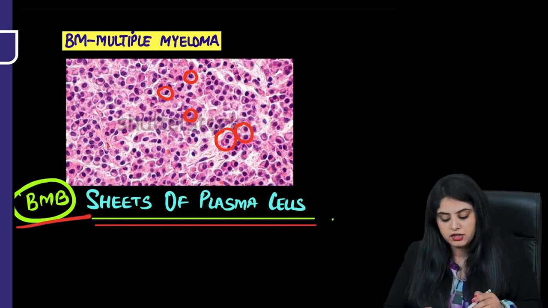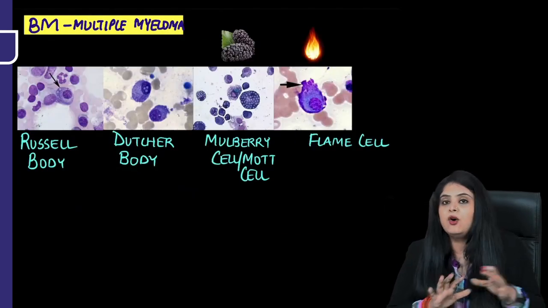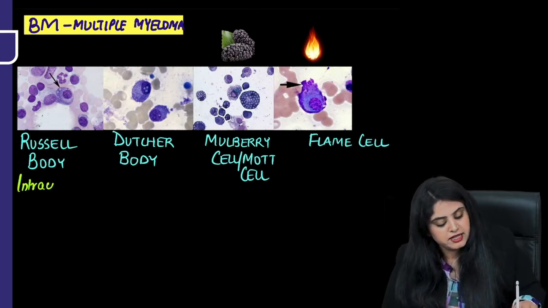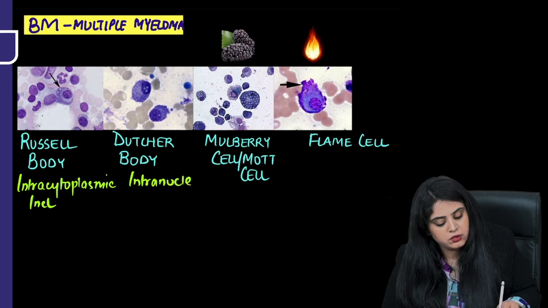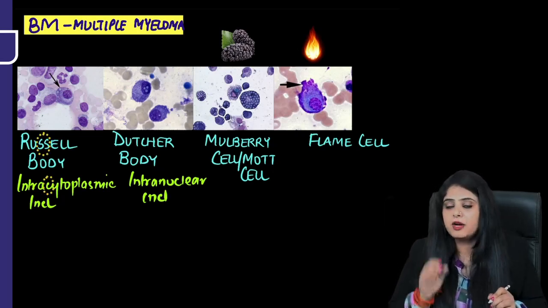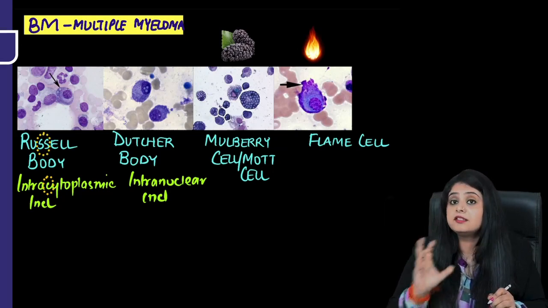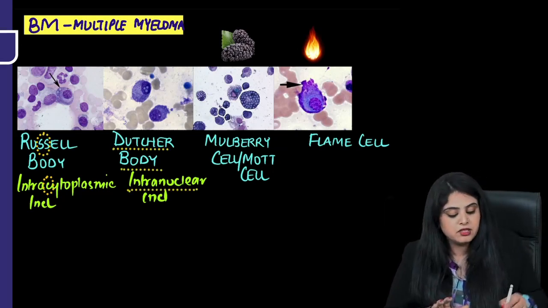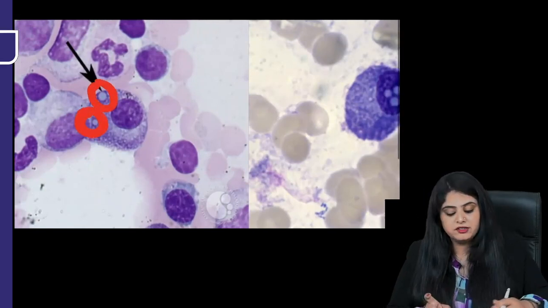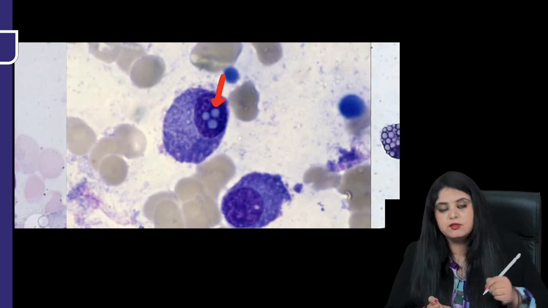But what do I see on a bone marrow aspirate? All these cells, beautiful cells. So remember, if you see intracytoplasmic inclusions versus intranuclear inclusions, they have different names. Intracytoplasmic, look, cytoplasm has the C sound, so Russell bodies are in the cytoplasm. And Dutcher body is going to be in the nucleus. So if you see this in the cytoplasm, you know, okay, cytoplasm means Russell bodies. And if you see the inclusions in the nucleus, you know they are Dutcher bodies.